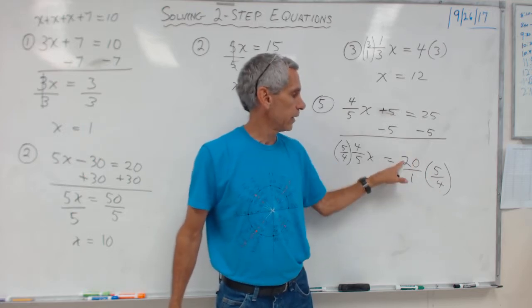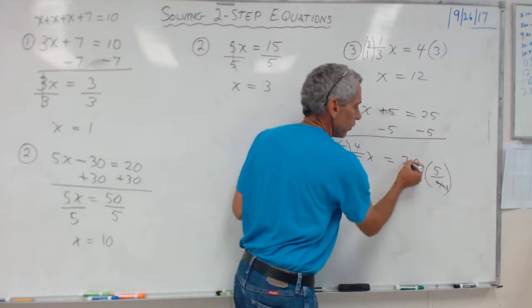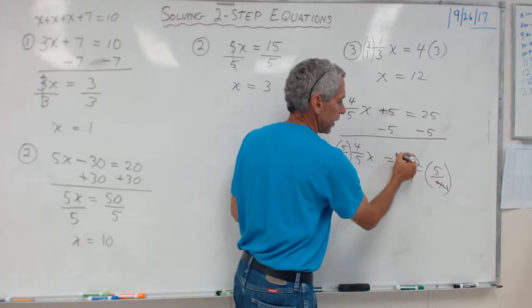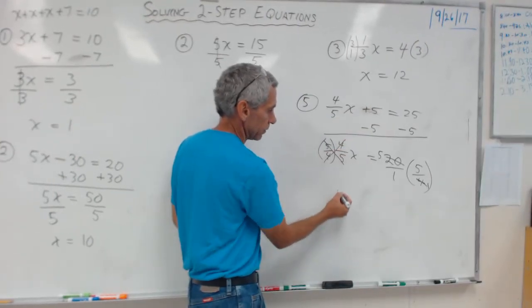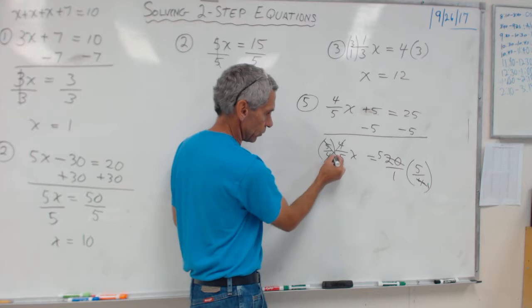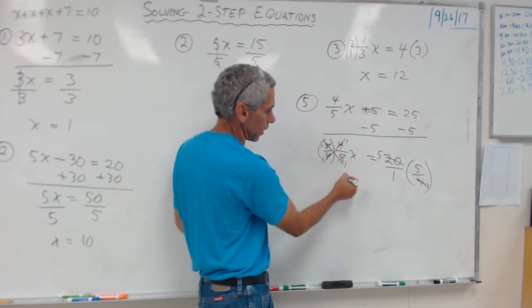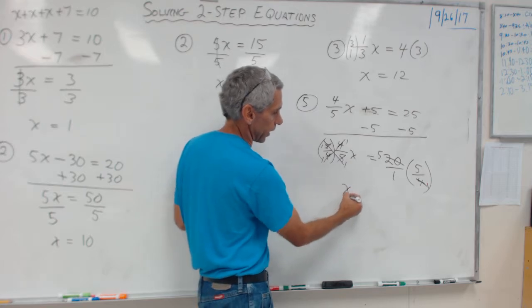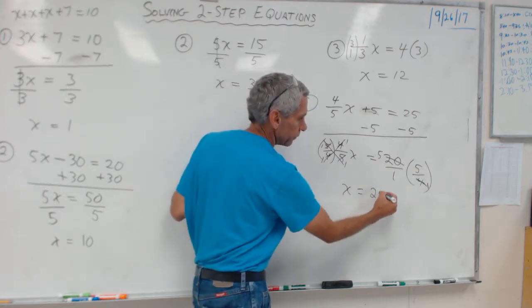Does 4 go into 20? Yes. So I know 4 goes into itself once, right? And 4 goes into 20 what? 5 times. So suddenly I have these cross out, right? 4 goes into 4 once, 5 goes into 5 once. So I have 1x, or just x, is equal to 5 times 5, which is 25.